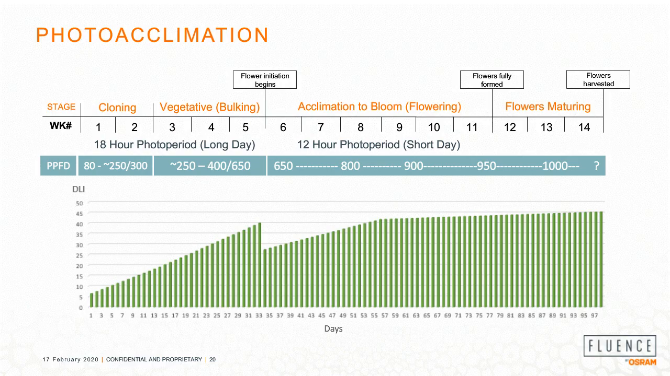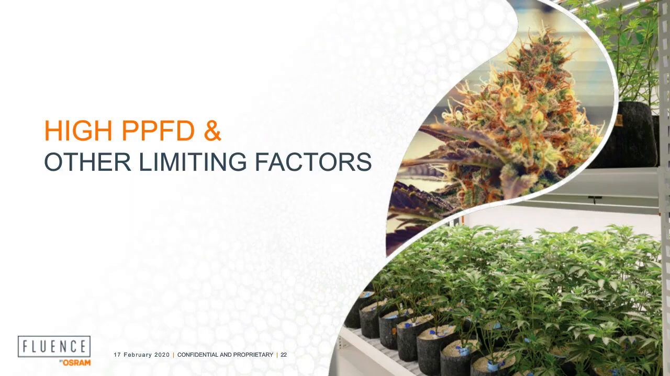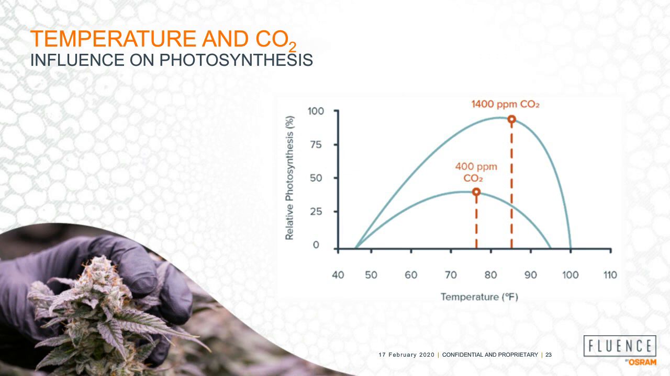Now let's shift gears and talk about adjusting your environment. So let's look at high PPFD and other limiting factors. As you all know, up until recently, light has been one of the major limiting factors when it comes to plant production in either a greenhouse or an indoor setting.